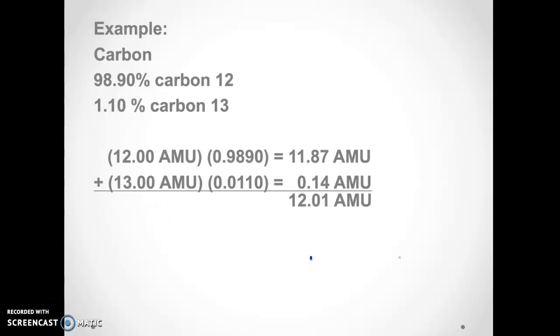So now here's the example. Okay, carbon. And this is typically what you're going to be given. You're going to be given the percentage and then the mass for each of the different isotopes. And what you do is you multiply, and then you multiply, and then you add together. Boom, you're done. So basically, you take 0.9890%, turn it into a decimal, multiply it by that mass. Well, 12 is 12, and you get 11.87. Then 1.1%, express that as a decimal, 0.0110, and then multiply it by 13. You get 0.14, add the two numbers together, and there you go.